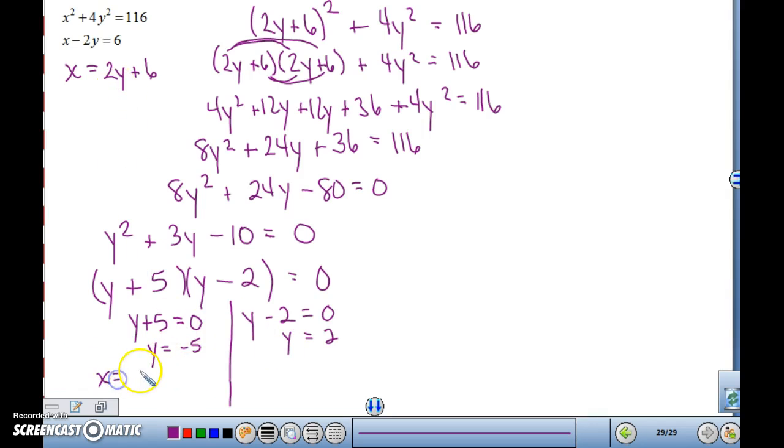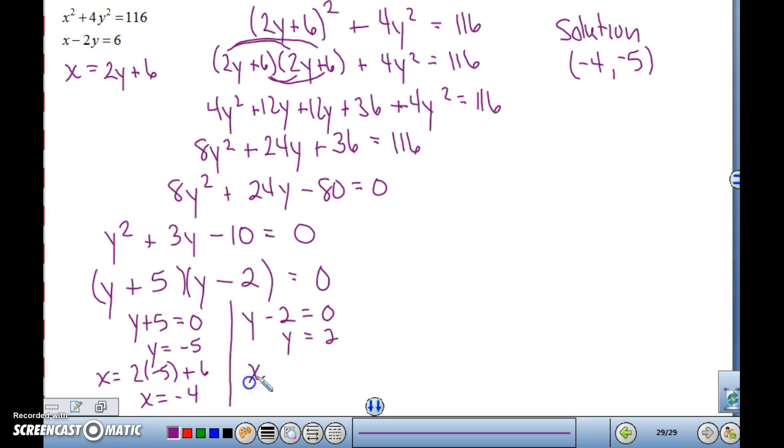X is equal to, when y is negative 5, x is equal to 2 times negative 5, which is negative 10, plus 6 is negative 4. X is negative 4. So my first solution is going to be x is negative 4, y is negative 5. There's my first solution.